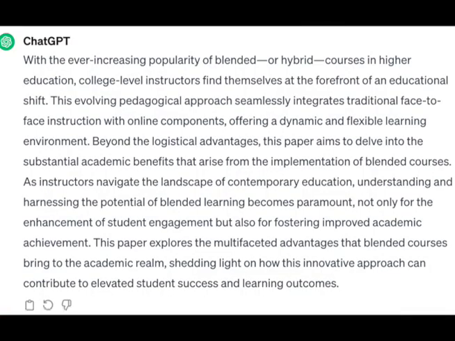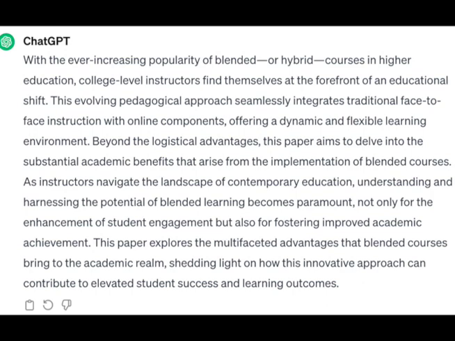So the benefits are multifold. It gives students more flexibility in terms of their schedule. They don't have to come to class every day. If it's asynchronous, they don't even need to log on at certain times. So I wanted to get information about how it can help students with their success in school and reflect their academic achievement. So this is the paragraph ChatGPT gave me.